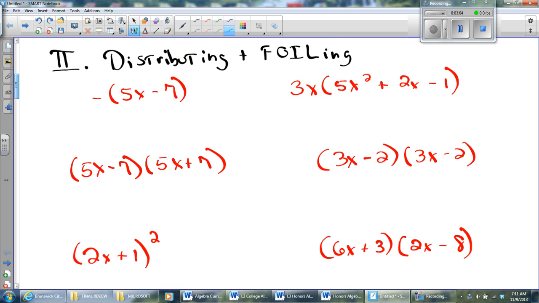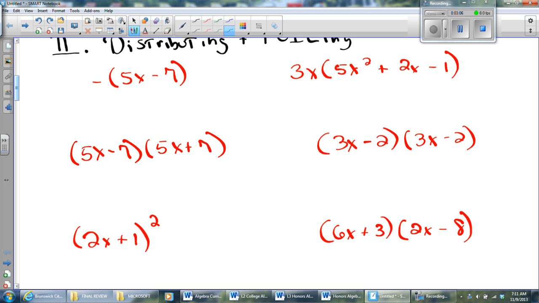All right, we've got some distributing and FOILing problems here. Now, I really would like you to do these on your own. Do them on a sheet of paper, do them in your notebook, and then unpause the video and look for my answers. If you're still watching at this point, I'm assuming you're ready to see my answers.